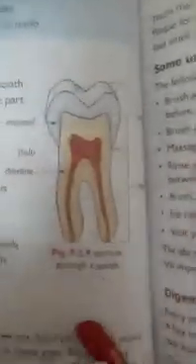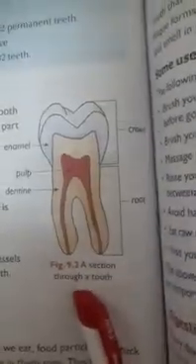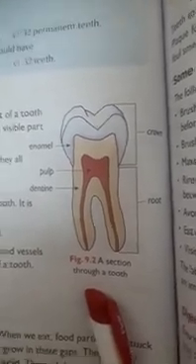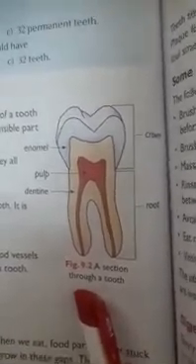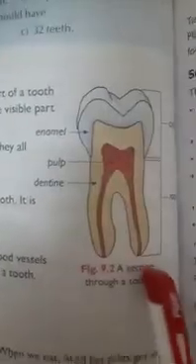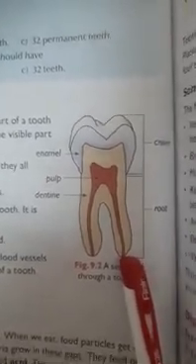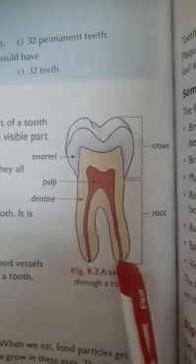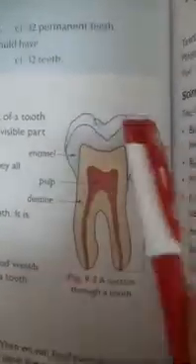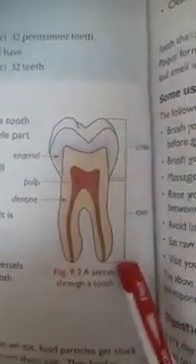When we talk about a tooth, its structure is this way. Teeth are fixed in the gums of our jaws. Some part of a tooth is hidden inside the gum. It is called the root. The visible part of the tooth is called the crown. So this visible part is the crown and the hidden part is the root.